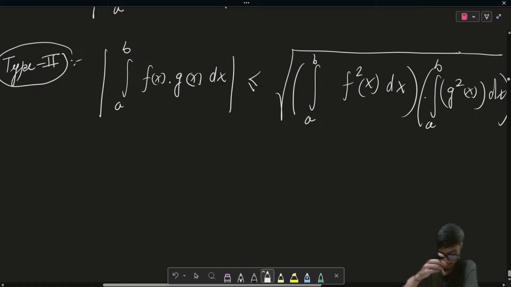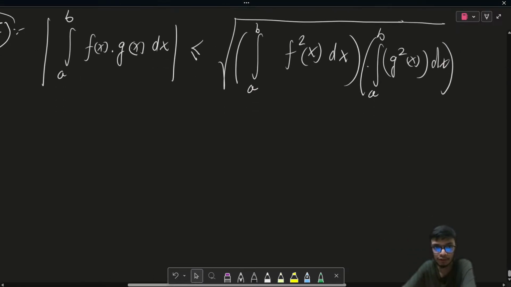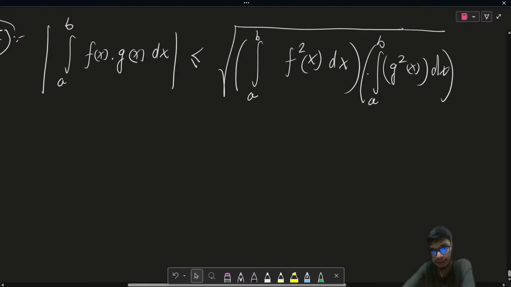I hope this result is clear. Is the result clear to all of you? Please note that both f of x whole square and g of x whole square are integrable within the limits a to b. Only then are we giving this result.